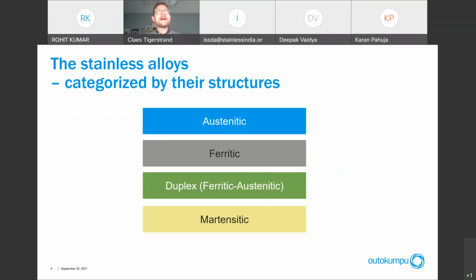There are a lot of different types of stainless steel, and they are characterized by their structure or microstructure. The most common one is the austenitic stainless steel. Then we have the ferritic stainless steel. And thirdly, we have the duplex, which is a dual structure of about 50% ferrite and 50% austenite. And then finally, we have the martensitic stainless steel. And then there could be other versions connecting those together, but these are the 4 main ones.